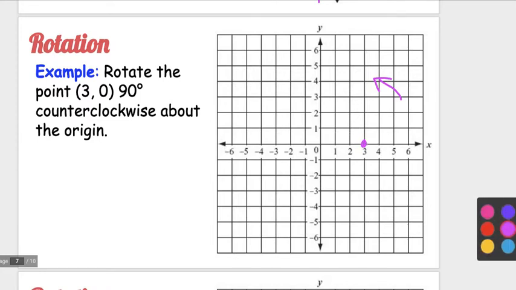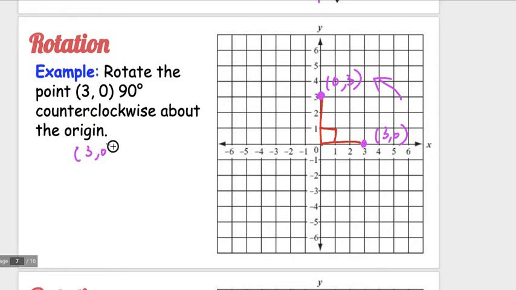You can imagine this little bar I'm going to draw here. Rotating 90 degrees, this is 90 degrees, so this little bar is coming here. So that's why the new location of the point is this point. From (3, 0) it becomes (0, 3). Let's write it down. So (3, 0) becomes (0, 3).